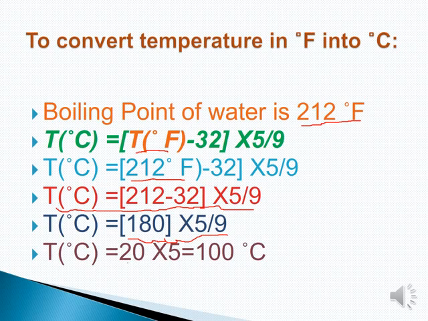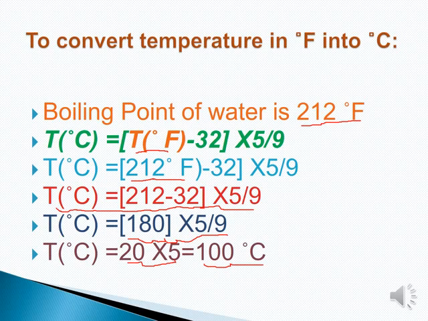So dear students, 212 degrees Fahrenheit is equal to 100 degrees Celsius. So the boiling point of water in Fahrenheit scale is 212 degrees Fahrenheit and in Celsius scale the boiling point of water is 100 degrees Celsius.